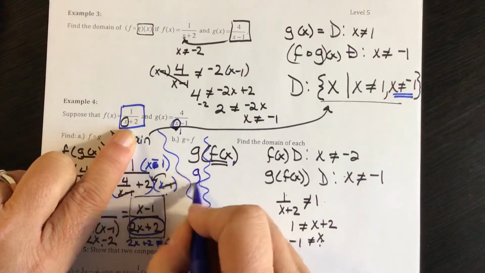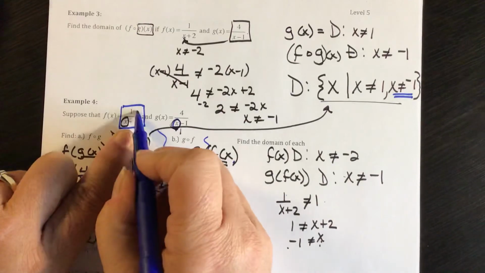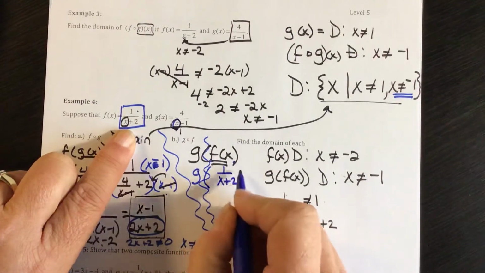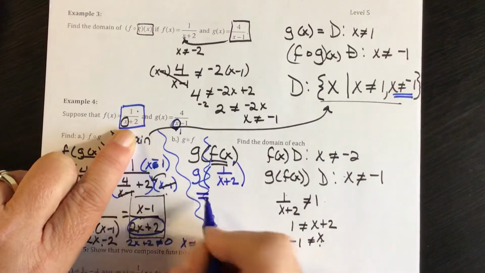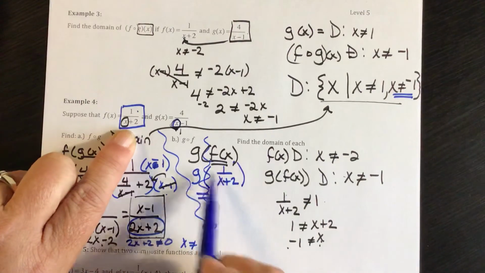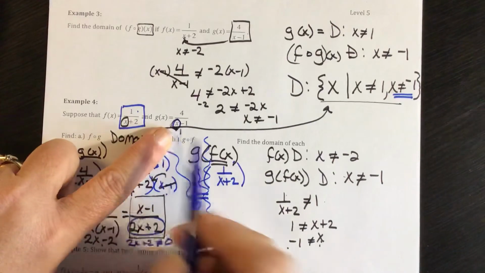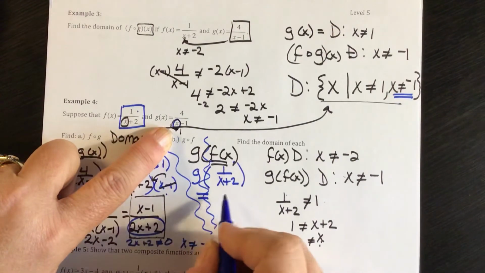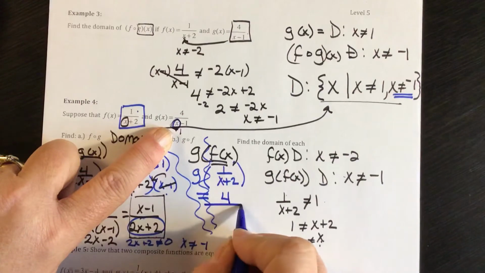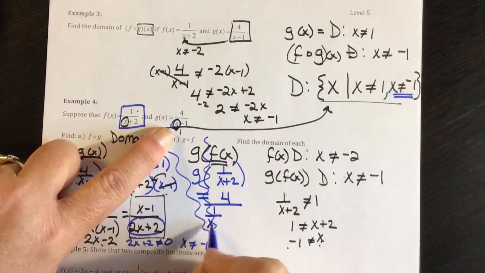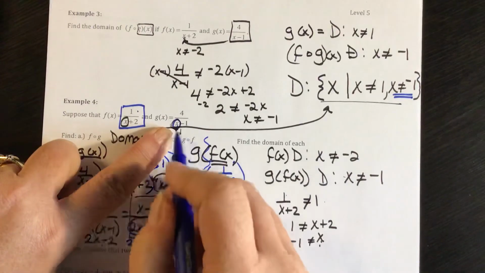So g of the function of f of x is 1 over x plus 2, now I'm going to take this and plug it in here. So I have 4 over 1 over x plus 2. Sorry, I made a mess here a minute ago. And then minus 1.